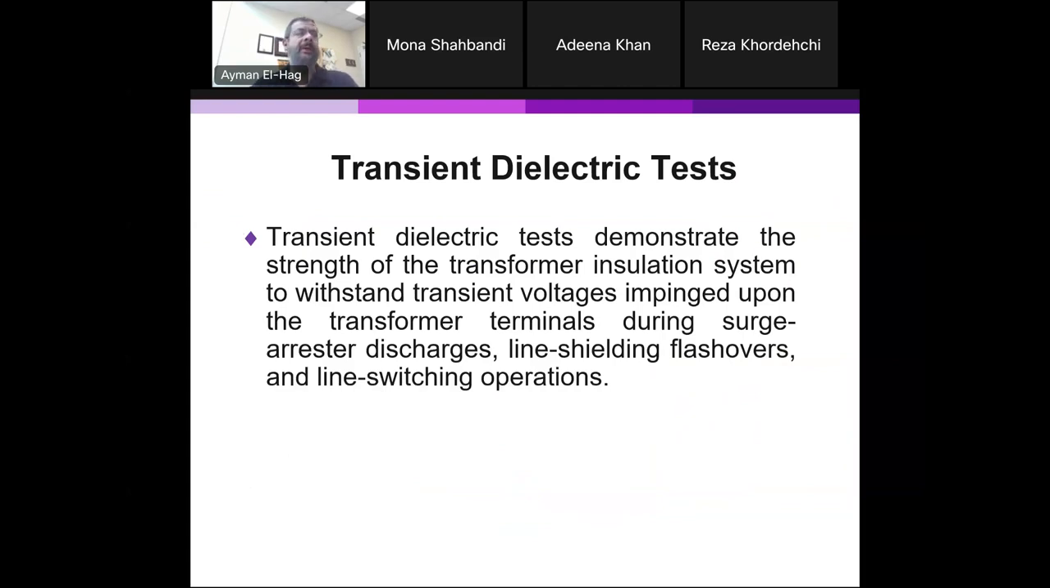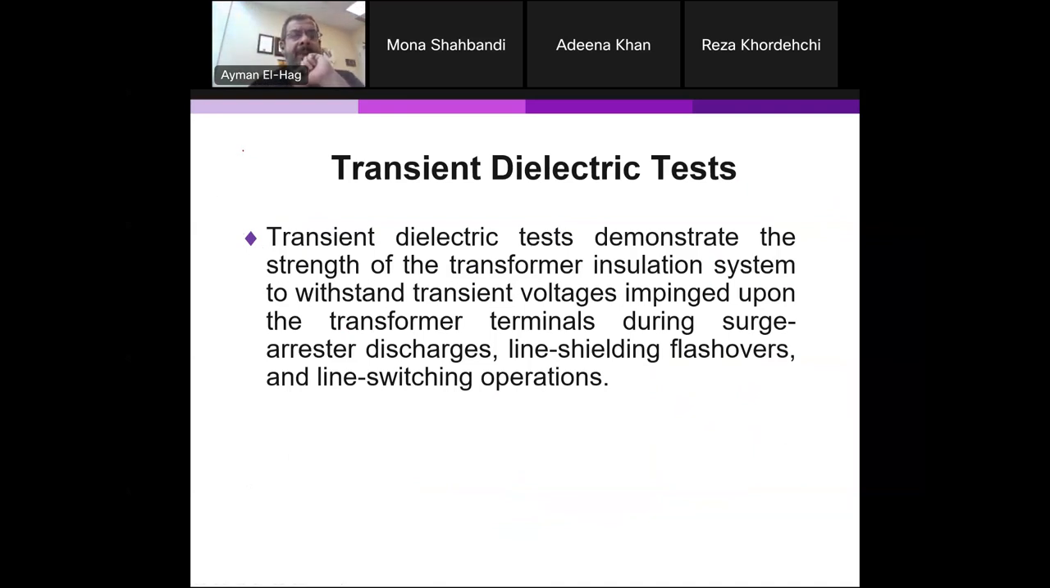Now, there are other transients that happen in the system that we also need to test the system with. Those transients are not there all the time, but they happen: switching, ferroresonance, lightning. And also, you don't have to be in close proximity of the event, meaning the transformer doesn't have to be connected to a switch to see the switching transient, or have lightning hit the transformer directly. No need for that.